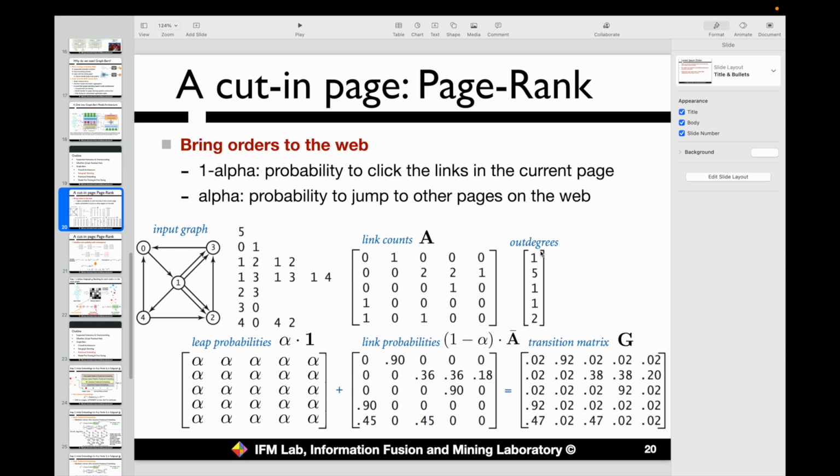So we care about the outer degree of the nodes here. We measure the degree by this vector, right? So node 0 will have one single edge coming out, therefore its degree is 1. And for node 1, it will have 5 edges coming out, therefore its outer degree will be 5, and so forth.